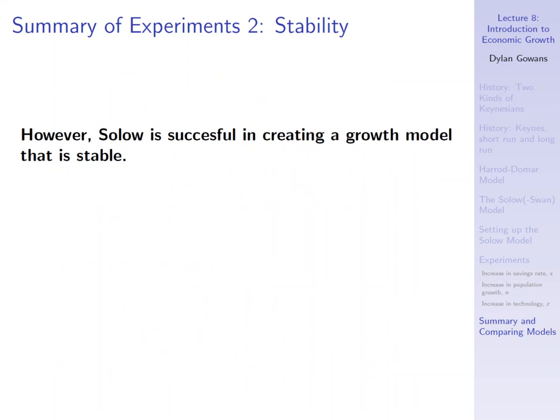Point two is about stability. Okay? So although this growth result we just saw is kind of disappointing, Solow certainly was successful in creating a growth model that's stable. It doesn't succumb to these two problems of instability that we saw in the Harrod-Domar model. Okay? Now, what gives us this stability? This is kind of an interesting question.